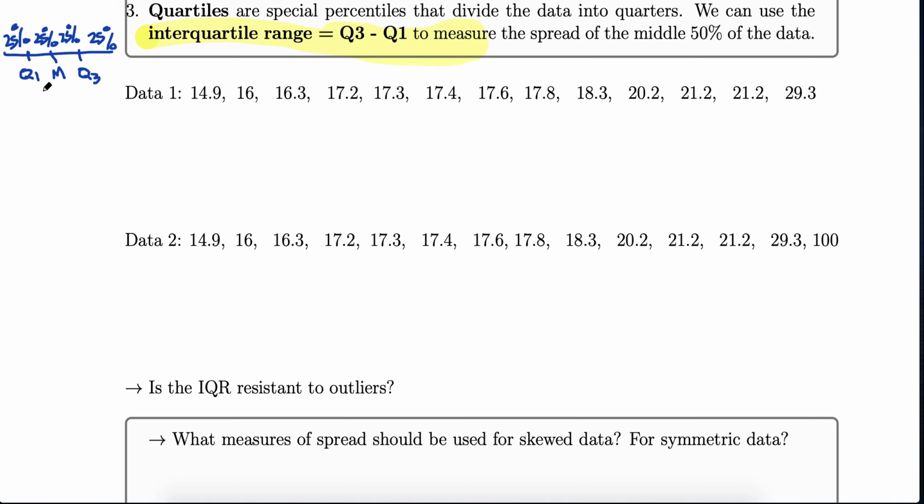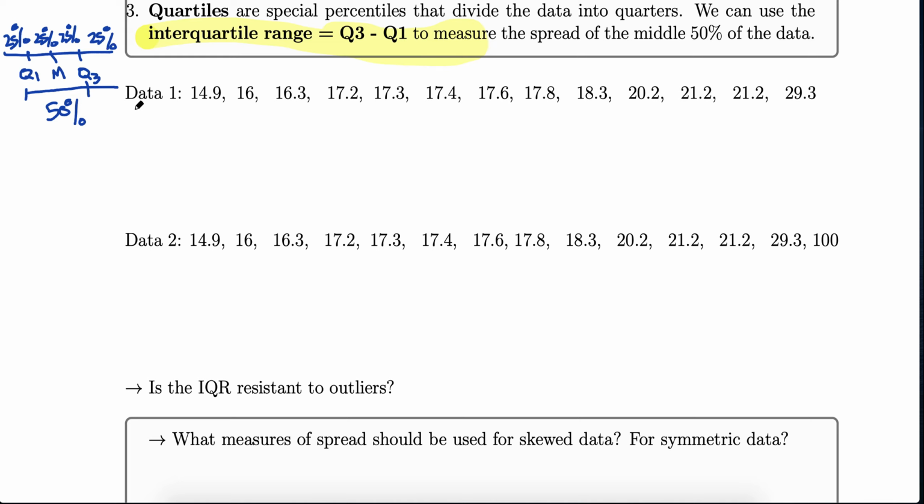And then the interquartile range looks at this section. Instead of the range of the entire data set, we're looking at the spread of this middle 50%. So between Q1 and Q3, this middle 50%, that range or spread in the data, instead of the overall range of all 100% of the data.